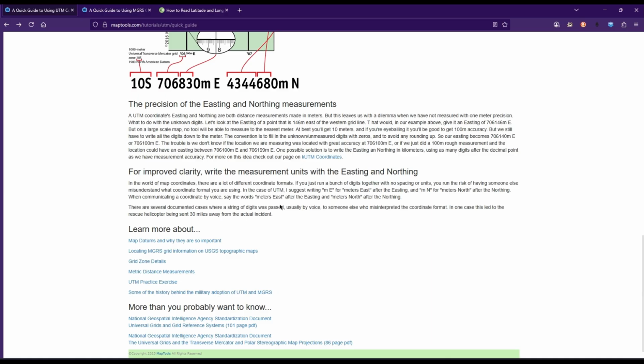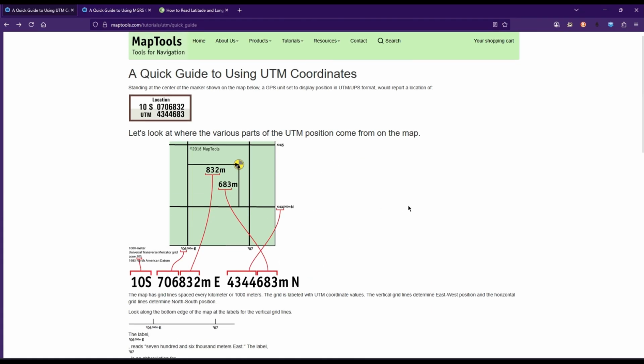All right, that's a brief overview of UTM, MGRS, and latitude and longitude. This is LandNav Part 2, and in the next one, we will actually be working on a map and plotting points and getting a heading and measuring distance between points.